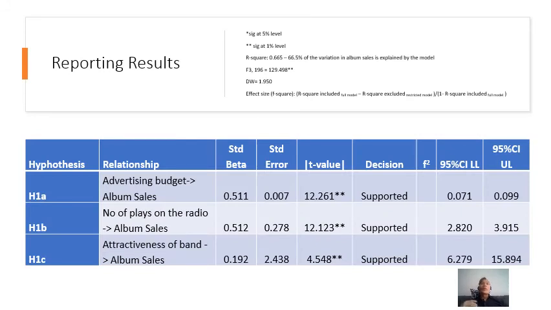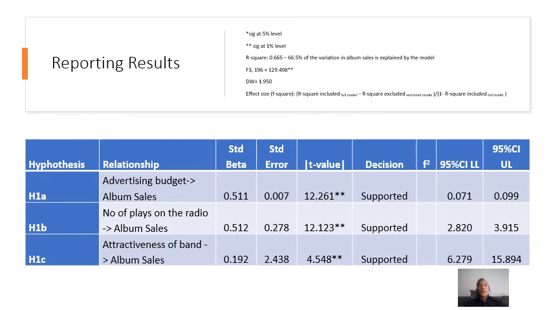So there is a video that I'd like you to look into, which is the regression video. I also want you to look at how the reporting is done for marketing mix models. For example, in this particular example, you see that for the first hypothesis, advertising budget has an effect on album sales. It is a strong effect, whereby the t-value is 12.261. Therefore, this variable, how much we spend on advertising budget, will definitely have an effect on album sales. So spend some time going through that particular video.